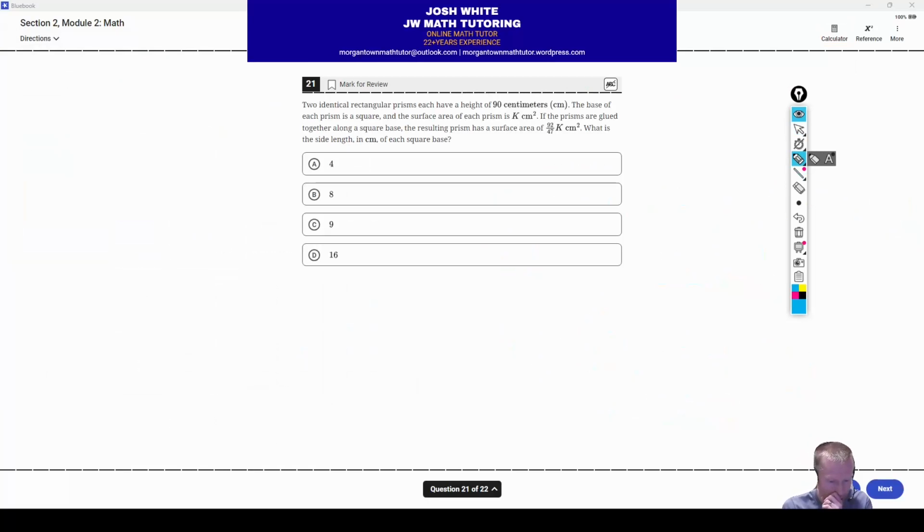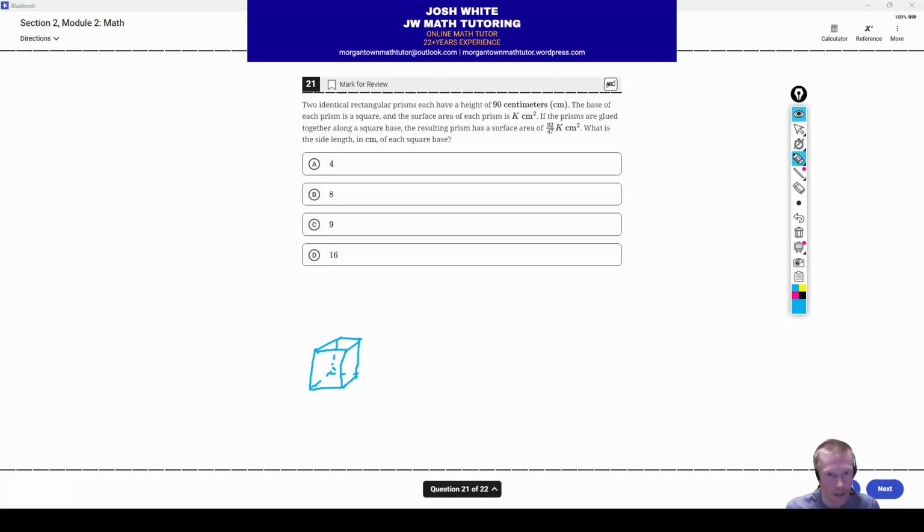Next up, 21. One of the most difficult questions, probably the most difficult question on this test. So basically, you have 2 prisms here that are stacked on top of each other. And you can use Desmos for part of this to figure it out. Okay, so here's the first one.